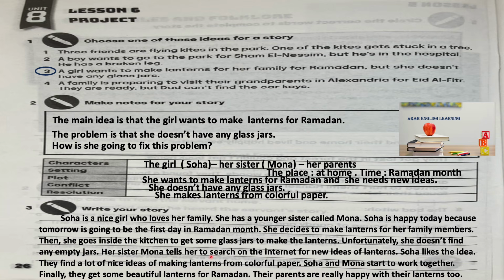Her sister Mona tells her to search on the internet for new ideas of lanterns. Soha likes the idea. They find a lot of nice ideas of making lanterns from colorful paper. Soha and Mona start to work together. Finally, they get some beautiful lanterns for Ramadan. Their parents are really happy with their lanterns too. Now you can do the same. You can choose another idea here from the stories up and do the same steps like I did.